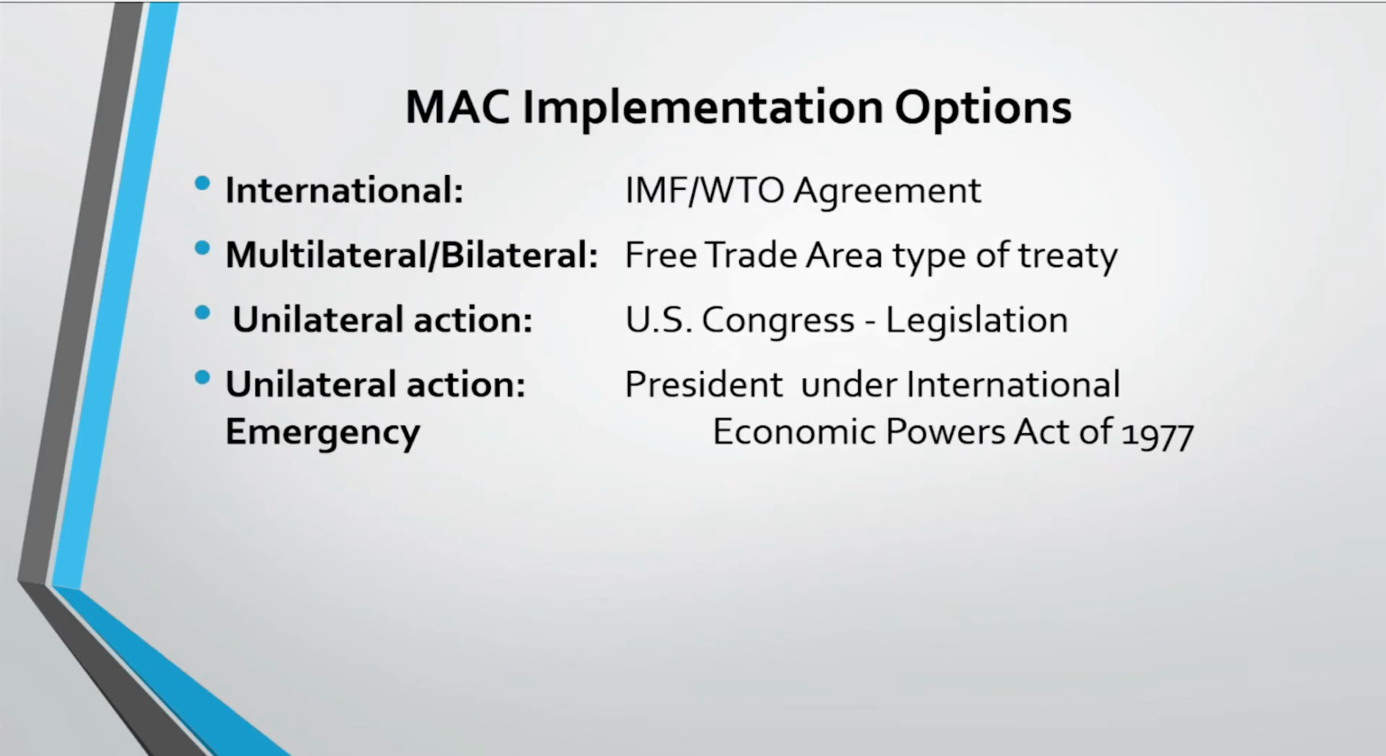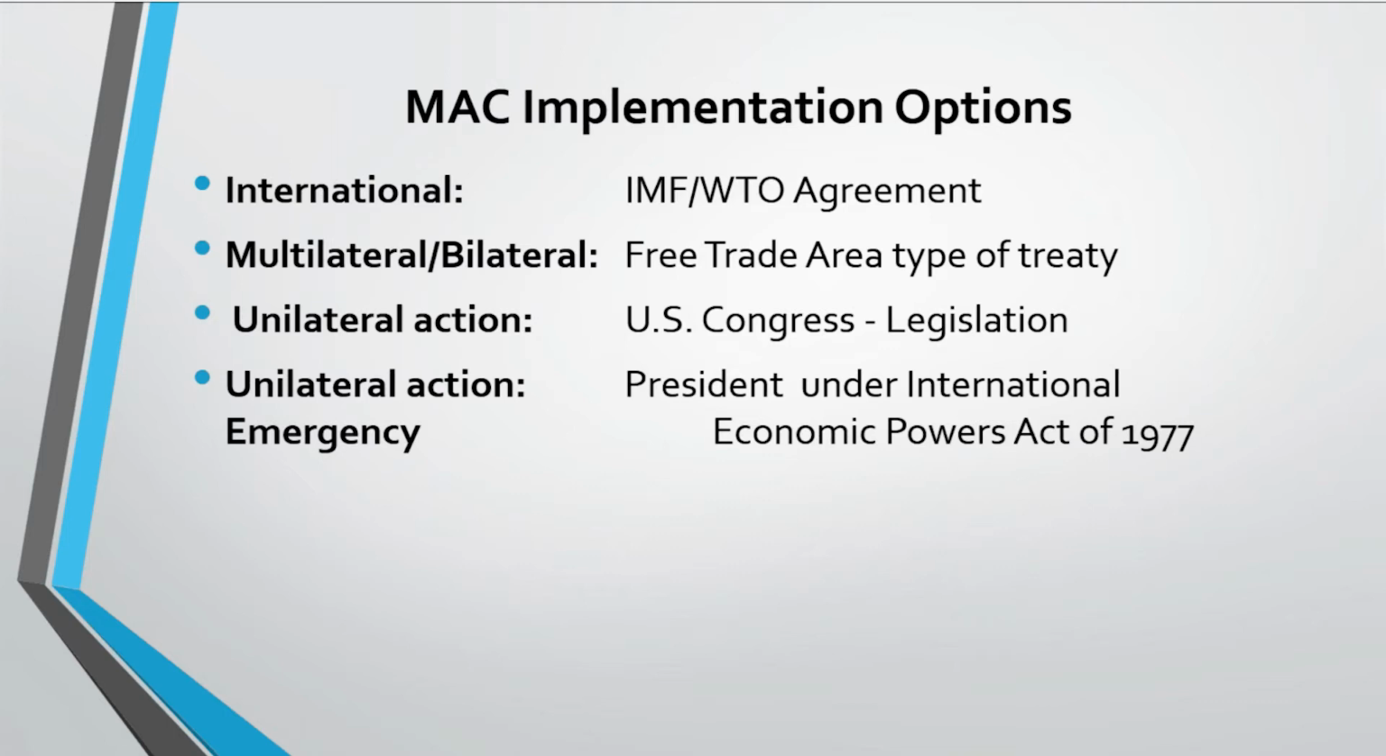How would it be implemented? Four basic ways, from least likely to most likely. International IMF WTO agreement could take years. Multilateral, bilateral, free trade type of treaty. Yeah, we saw what happened to the free trade area with Japan, getting the name now, that we just withdrew from. TPP. That takes years and has limited prospects.